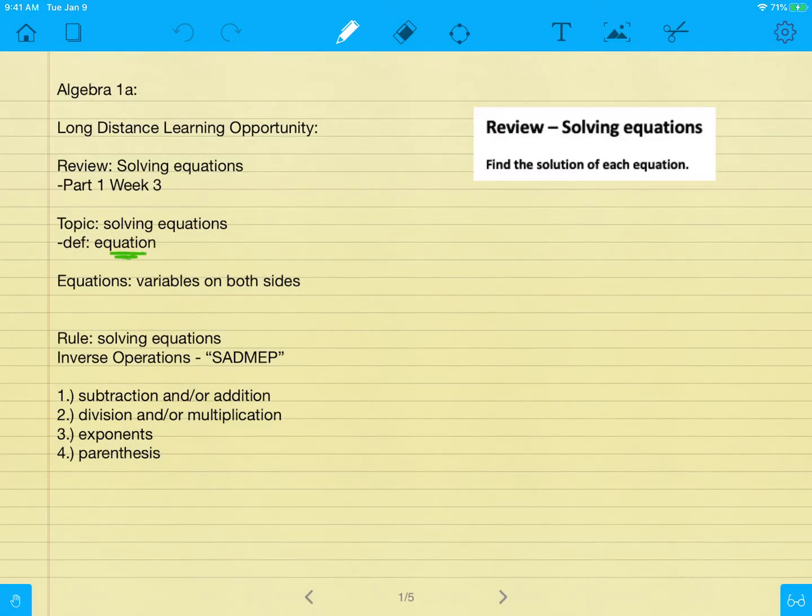Remember, the definition of an equation: they contain equal signs. That's why we use this rule called inverse operations, SADMAC, where we subtract and add first across, then you multiply and divide, then do exponents and parentheses. But again, our focus today is equations that have variables on both sides, letters on both sides. So you're going to have to combine like terms.